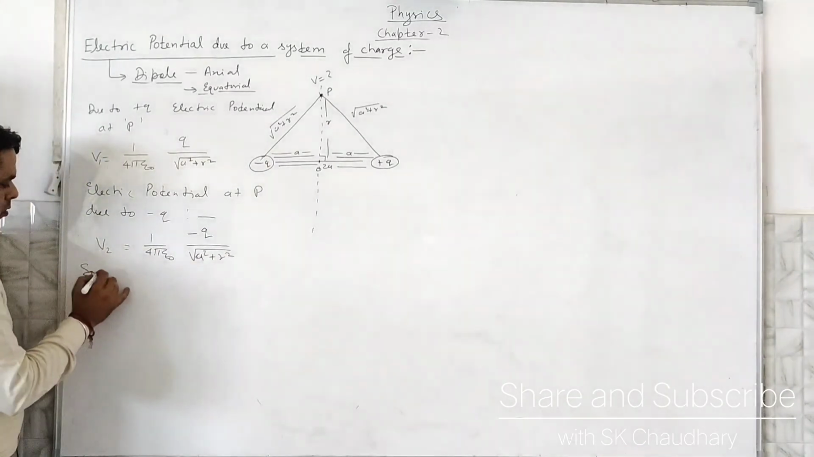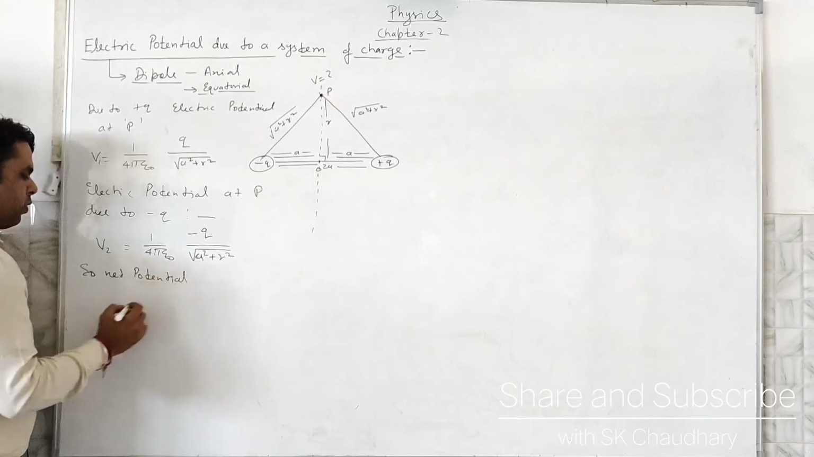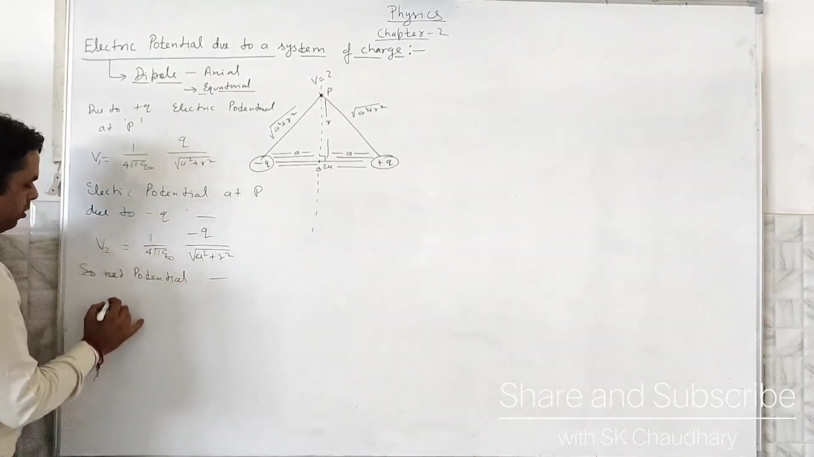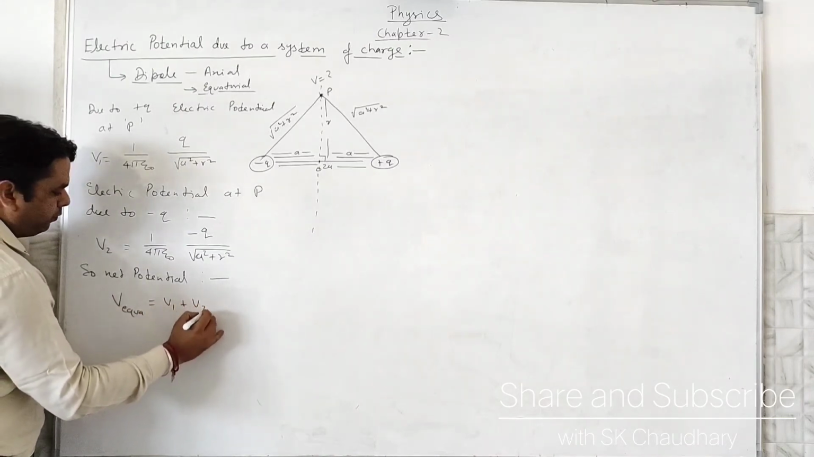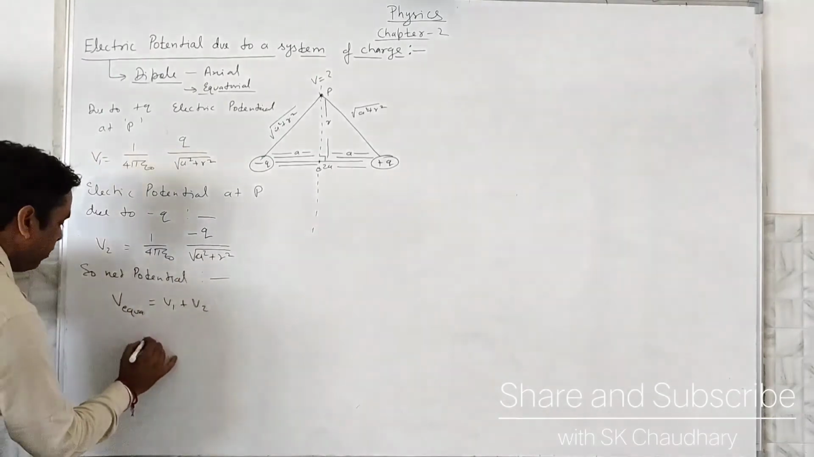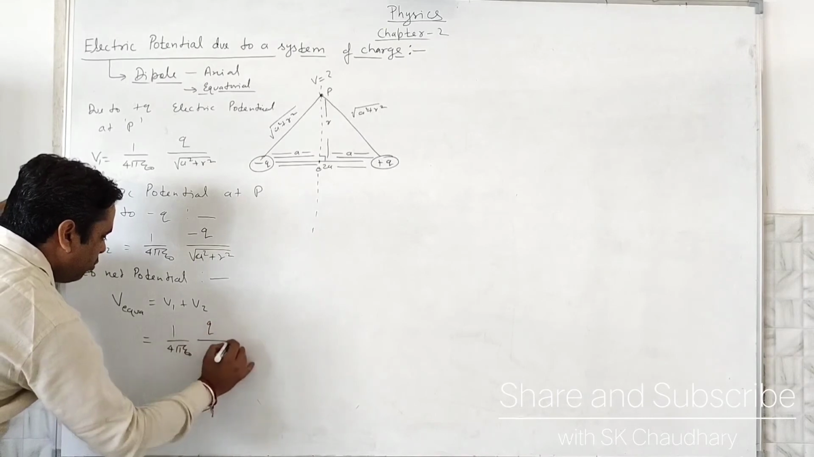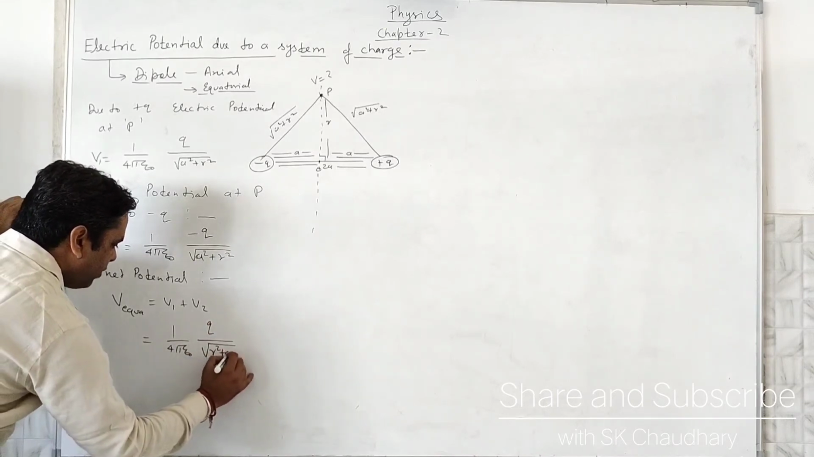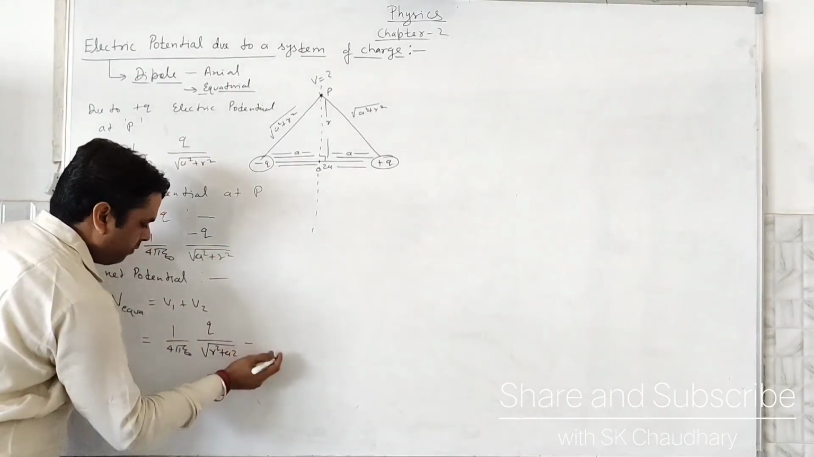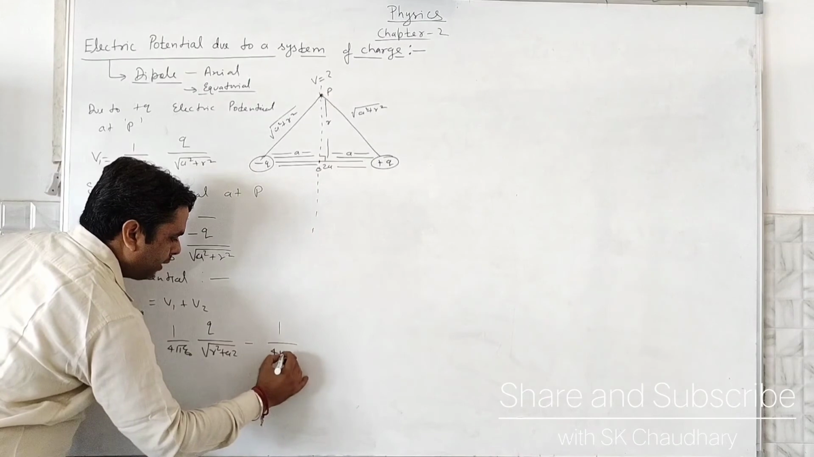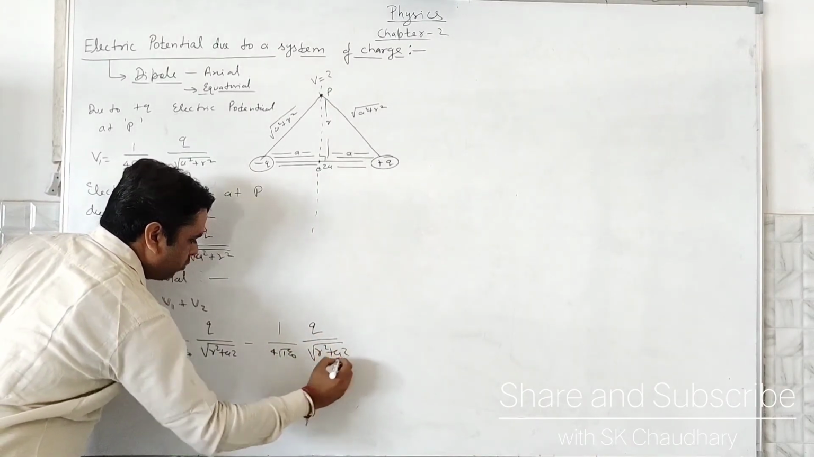So now the net potential. The net potential at point P is what? V is equal to V1 plus V2. When we put these two values here, we will put first of all 1 upon 4 pi epsilon naught, q upon under root r square plus a square, and similarly we will put the value of this one. Because it has the negative symbol, we will take it out, and it is 1 upon 4 pi epsilon naught, q upon under root r square plus a square.